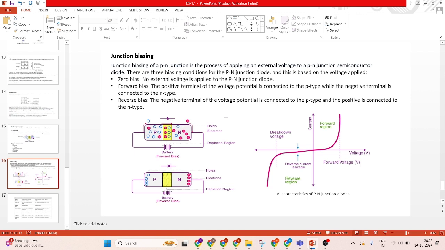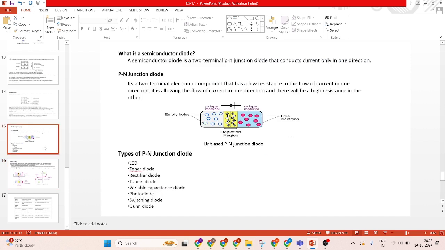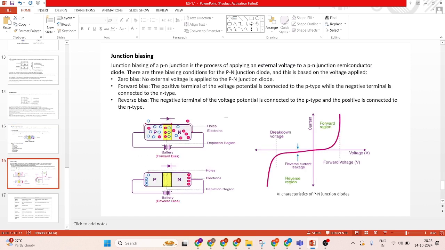Zero bias means no external voltage is applied to the PN junction diode. In our previous slide, we saw the unbiased PN junction diode. Here, no external voltage is applied, so it is zero bias. Forward bias: when P-type is connected to the positive terminal of the battery and N-type is connected to the negative terminal of the battery, the junction is said to be forward biased.